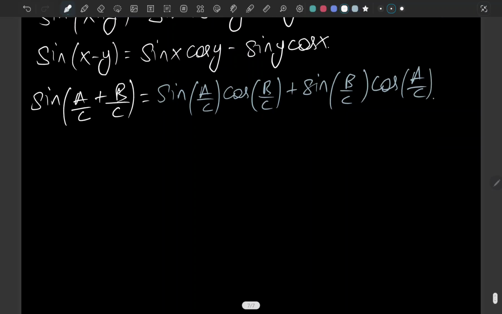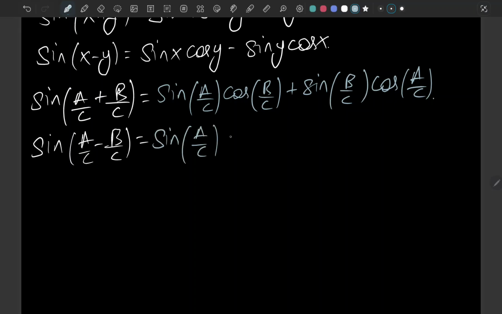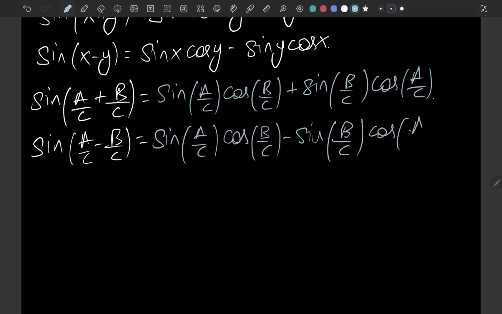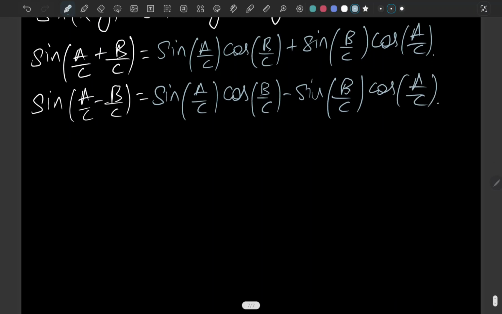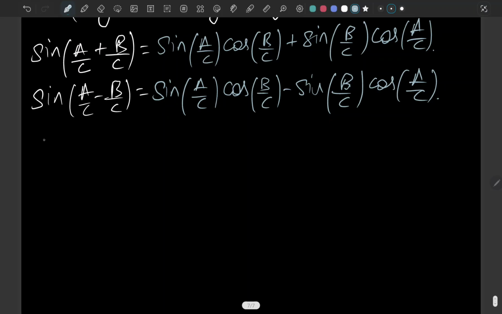And if we talk about the expansion of sine of (a over c minus b over c), it's sine of a over c cosine of b over c, the only difference being a negative in front of the second term, sine of b over c cosine of a over c. So let's multiply them together and see what we get.